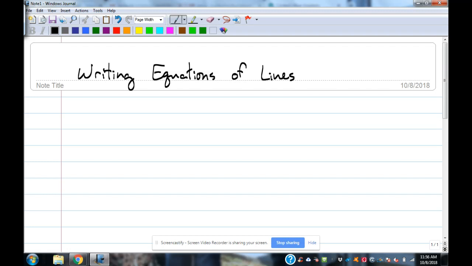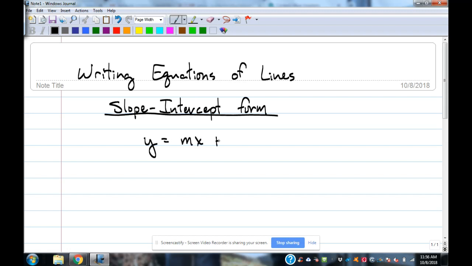Writing equations of lines. The first form we're going to deal with is slope-intercept form. Slope-intercept form, y equals mx plus b. You may see it written f of x equals mx plus b.